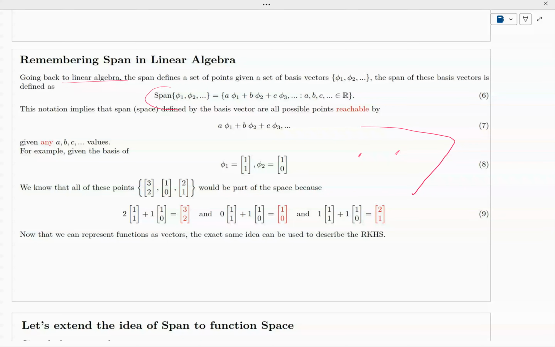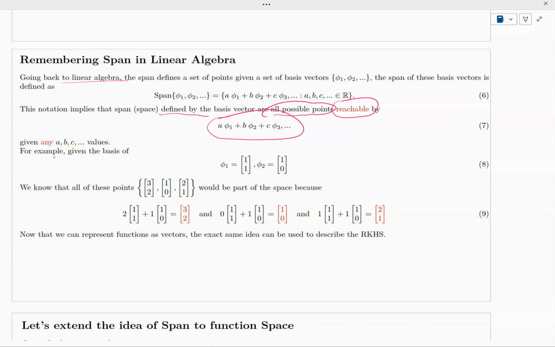So the span of a set of vectors is defined by the basis vectors. These are the basis vectors. All the possible points reachable by some combination of the basis vectors. By stretching or shrinking the combination of basis vectors, you can reach multiple points. So all the possible points you can reach.